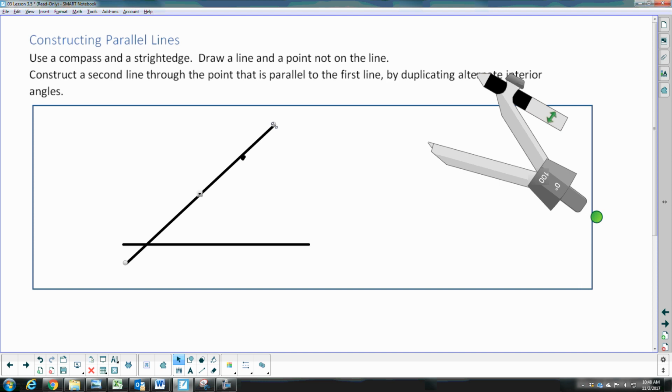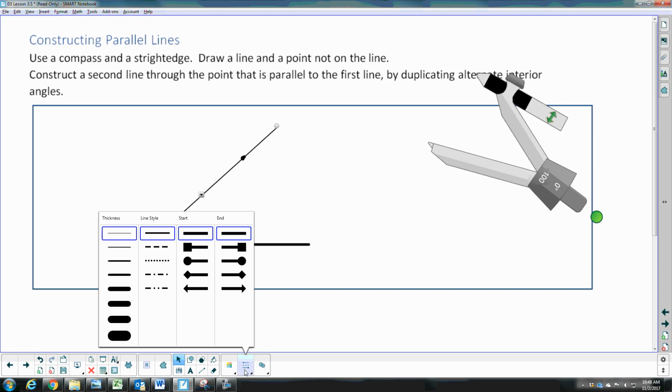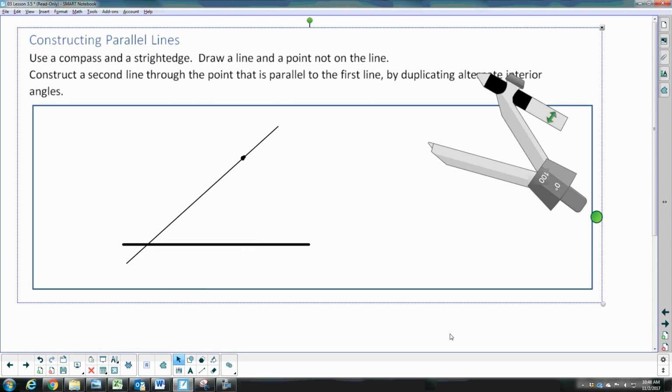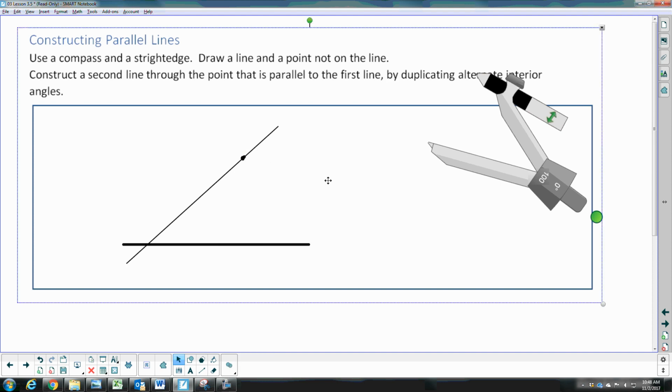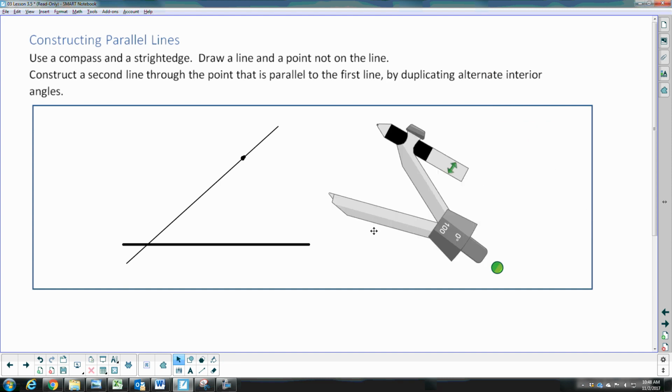Okay, so here's my transversal. Just so that you can tell it's a transversal, I'm going to make it thinner. Okay, so here's my line. Here's my transversal. Here's my point. Now I need to construct a parallel line by duplicating the alternate interior angle.